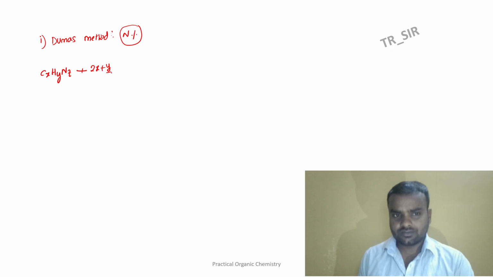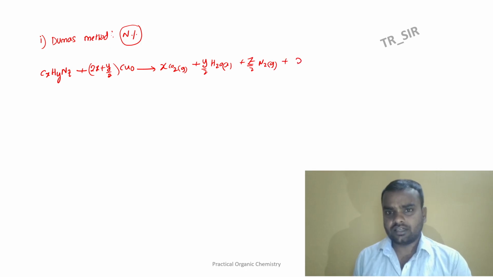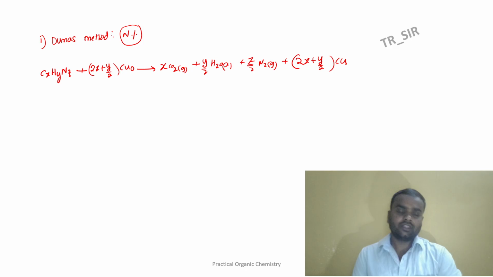(2x + y/2) CuO gives x CO2 gas plus y/2 H2O liquid plus z/2 N2 gas. Then what is left out here, (2x + y/2) Cu will be formed. So this is the equation for the estimation of nitrogen.